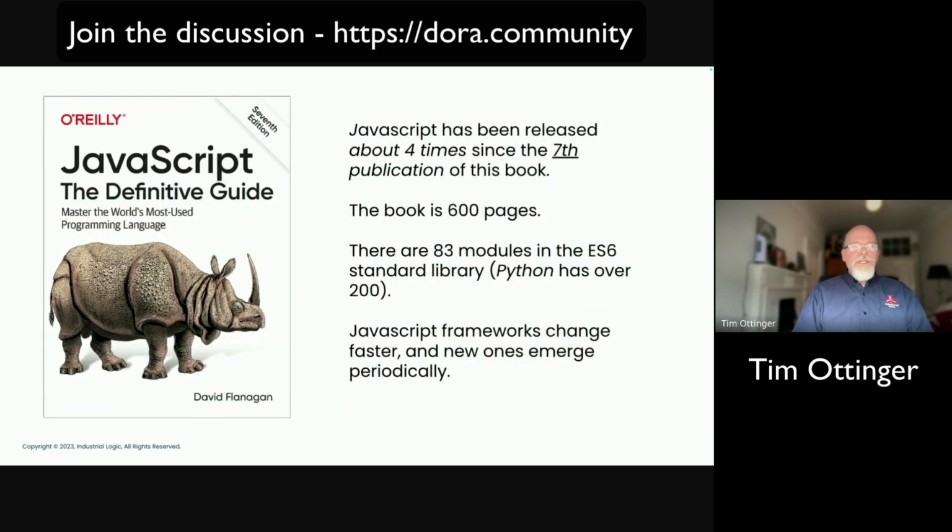How about JavaScript? Well, this version of the book is a 7th publication. It's 600 pages long. JavaScript was released 4 times since the 7th publication of the book. I think it's got a couple more out now. 83 modules in the ES6 standard library, over 200 modules in Python. And do you know all your JavaScript frameworks?